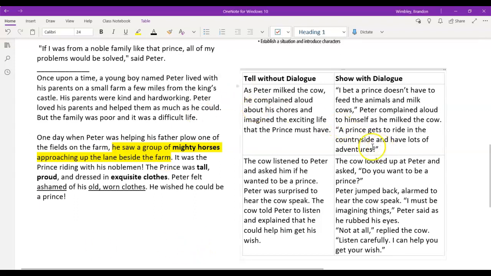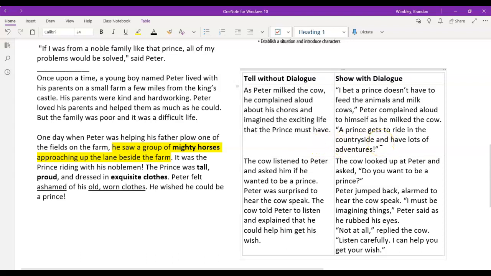So I have these two ideas that I can do. One is just telling you the cow is talking, but one is really showing you what's going on with dialogue because that cow is speaking. So here's an example of me just telling you the cow is talking. As Peter milked the cow, he complained aloud about his chores and imagined the exciting life that the prince must have. Now, that's a pretty good sentence actually, but I can make it even better to advance the story by putting some dialogue in it.